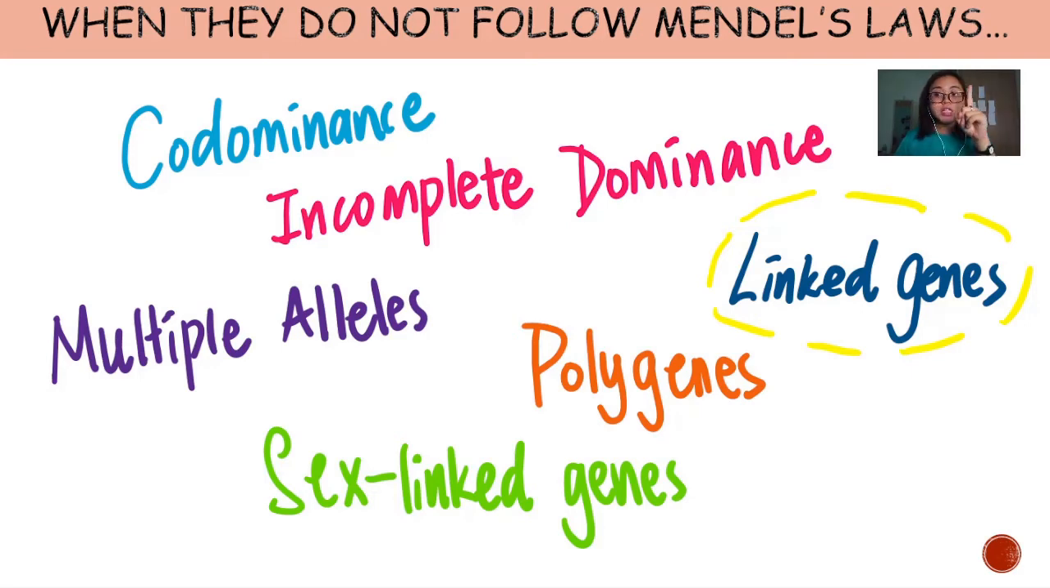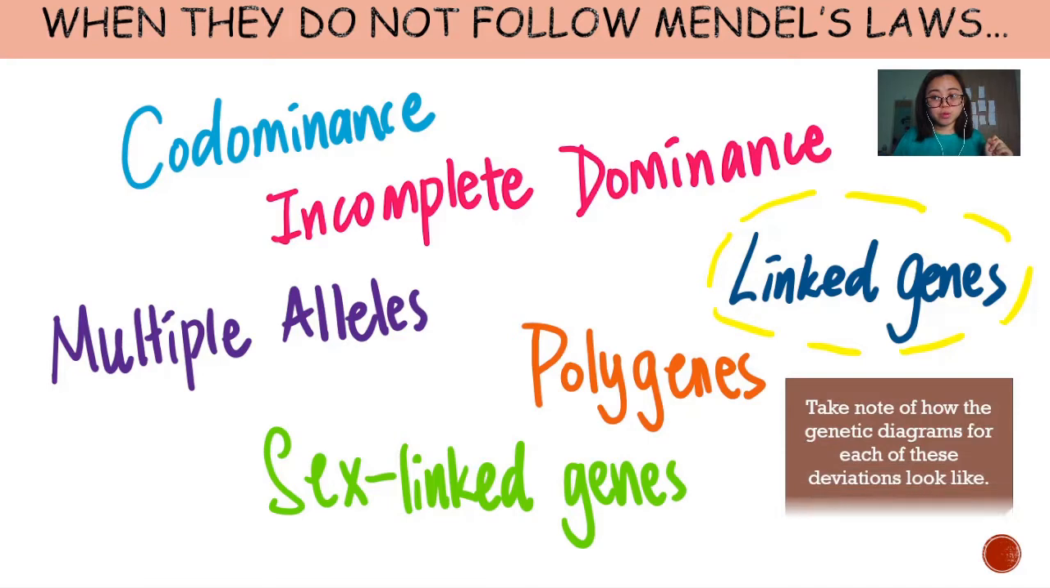As we go through each of these examples, I ask that you would please take note of the genetic diagrams that each of these deviations use. Kebanyakan daripada contoh-contoh di sini ada dia punya genetic diagram dengan dia punya cross-cross segala. Jadi saya harap kamu boleh ambil perhatian apa perbezaan genetic diagram dia dengan genetic diagram untuk monohybrid biasa dan genetic diagram untuk dihybrid biasa. Okay, so if you're ready, let's go into them one by one.